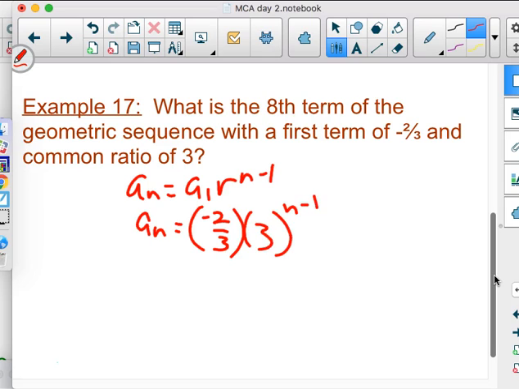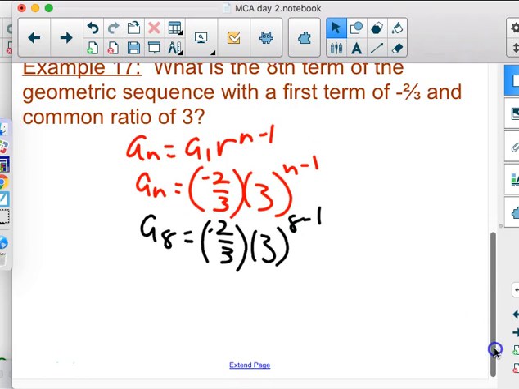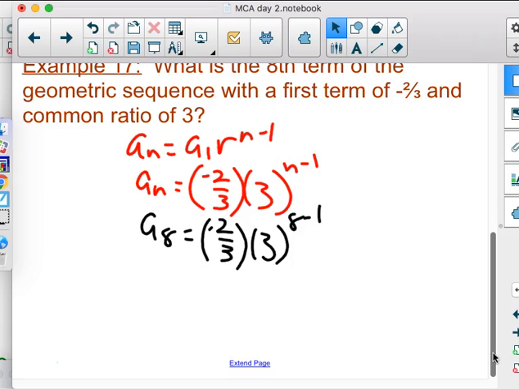So we write the rule, and then we say, oh, they wanted the 8th one. So I have to put a little 8 in there. A sub 8 equals -2/3 times 3 to the 8 minus 1. And this stands for the 8th term, which is exactly what we're trying to find. So we would follow the order of operations and punch this in and say, well, I need 3 to the 7th. I can do that little math in my noggin there. And then I have to take that times, parentheses, -2 divided by 3. There it is, -1,458.